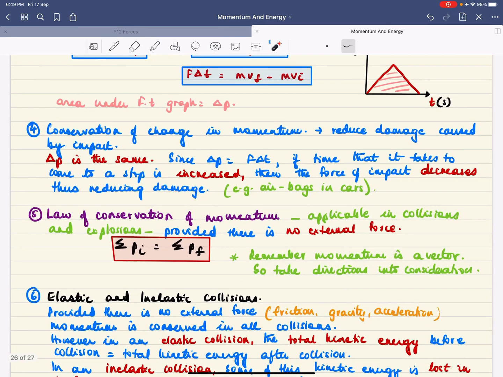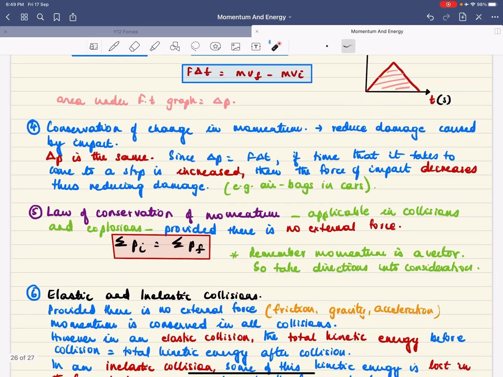Okay, moving on to conservation of momentum. You use this for collisions and explosions, and there is a condition: there should be no external force. An external force could be gravity, friction, acceleration, braking, anything. If there's no external force, then we say it's a closed system. A closed system is one where there's no external force.